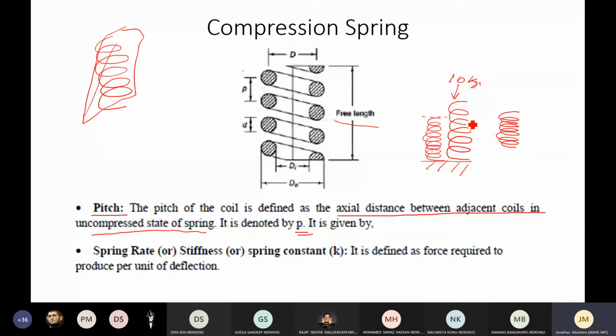What happens? Compression means the coils will move closer to each other. This pitch distance, whatever we had seen over here, it is going to alter. Correct? Of course, pitch is not defined once it gets compressed. Pitch is defined only in uncompressed state. I'm just saying for a reference that the distance between the coils will be reduced. So suppose you put 10 kilos, it will get displaced by something called Y, a displacement called Y. Okay, this is a displacement.